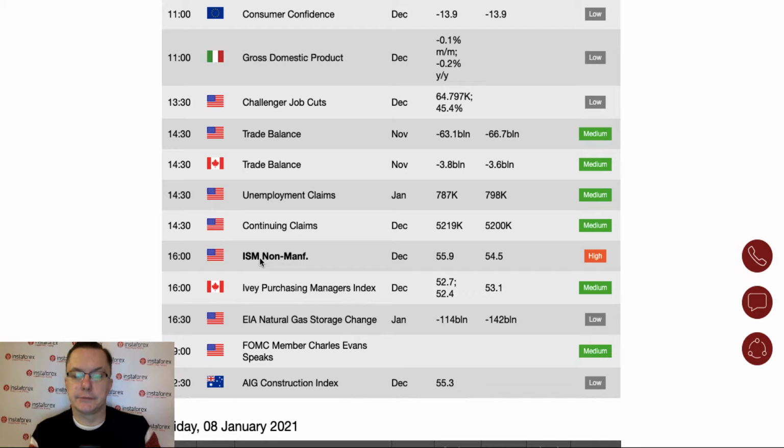As you can see, the market participants expect a deterioration this month, because the previous reading was 55.9 and the forecast is 54.5. So an even deeper deterioration in ISM non-manufacturing will likely result in another wave of dollar weakening across the board. There is other data coming at 2:30, the trade balance from Canada, and the Ivey purchasing managers index at 4 o'clock as well. Kind of interesting data.